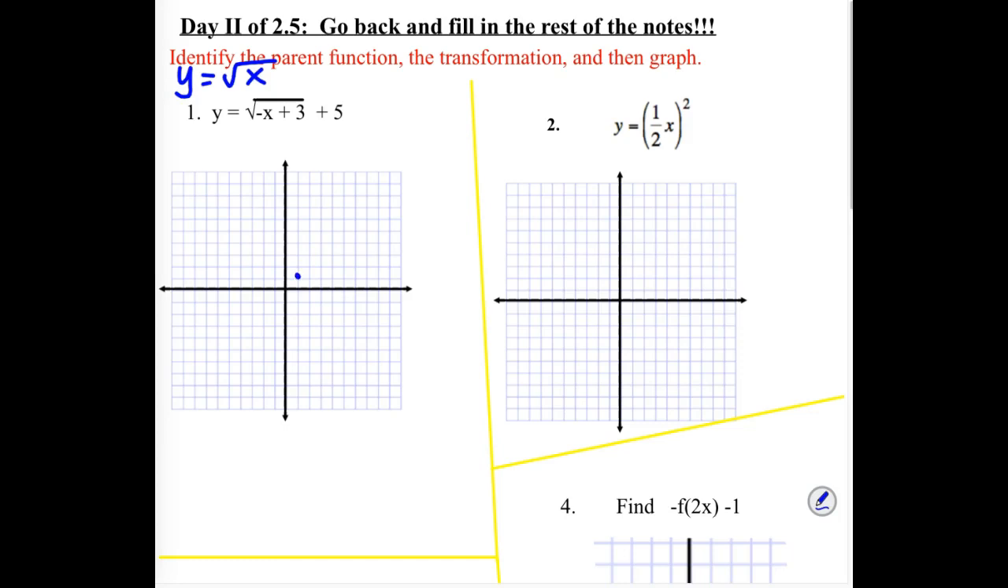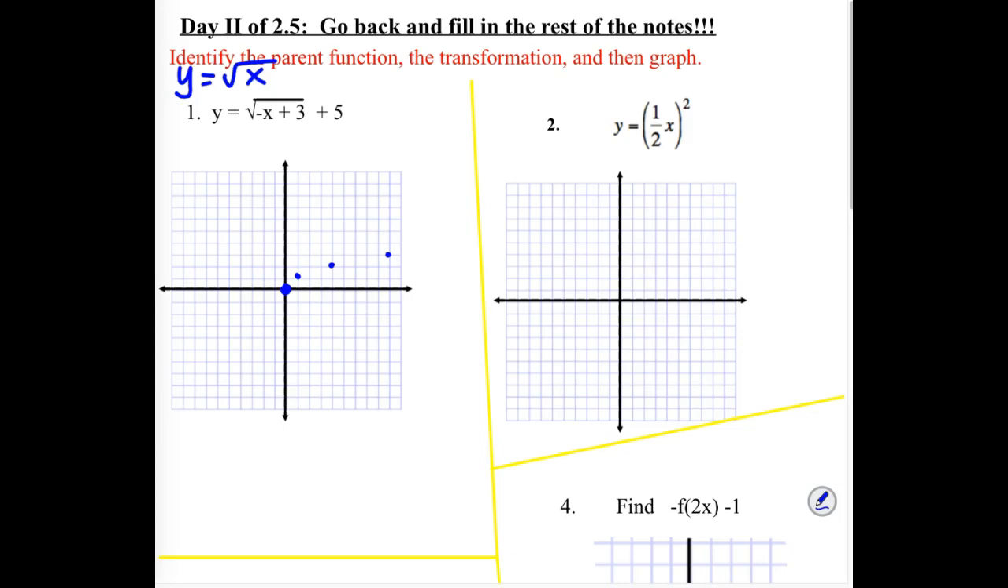I heard 1, 1, 4, 2, 9, 3. What's the end point? 0, 0. And it is important, I always make that a bigger dot. It's important that you know where your curve stops. Okay? So we have this square root graph.